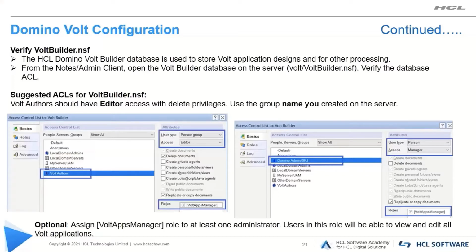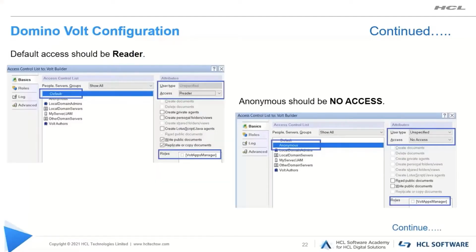We can assign the role Volt Apps Manager to at least one administrator so that the users with this role will be able to view and edit all Volt applications. Please note this is optional. Moving to the next slide. Here default access should be set to reader and anonymous access should be set to no access for VoltBuilder.nsf in the ACL. Do not select the role Volt Apps Manager for default and anonymous access.